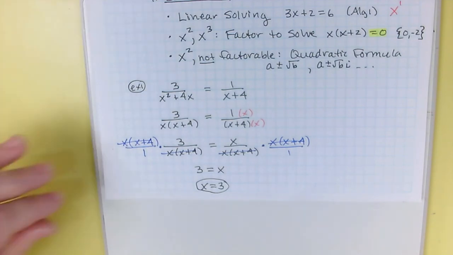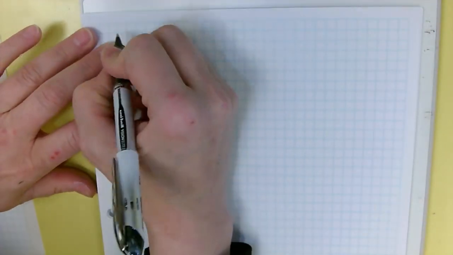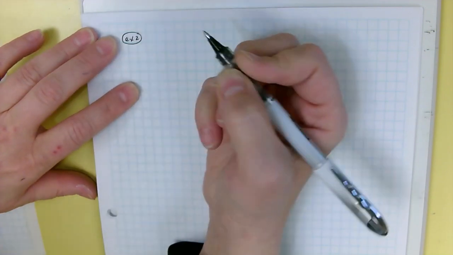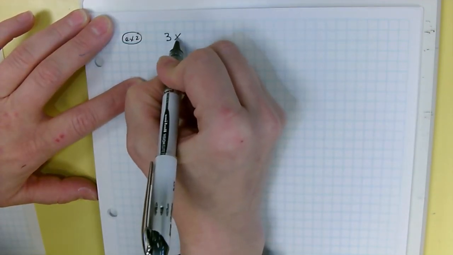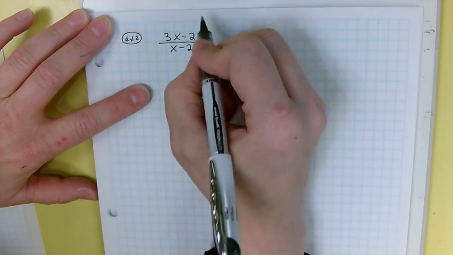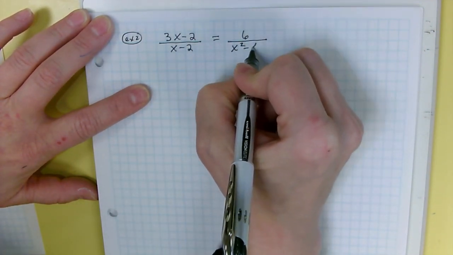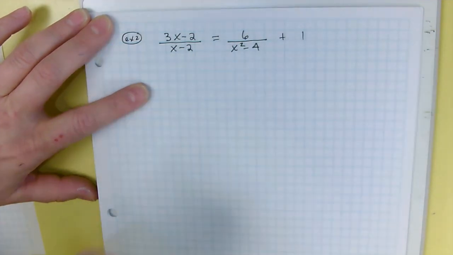All right, now we're going to go to one that's a little more complicated. This is example 2. We have 3x minus 2 over x minus 2 equals 6 over x squared minus 4 plus a 1.